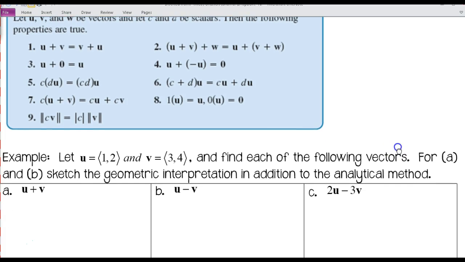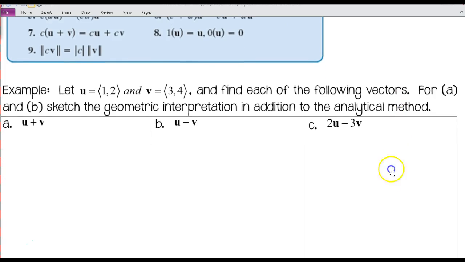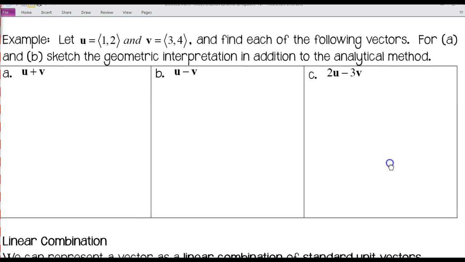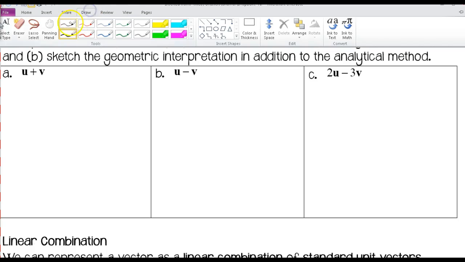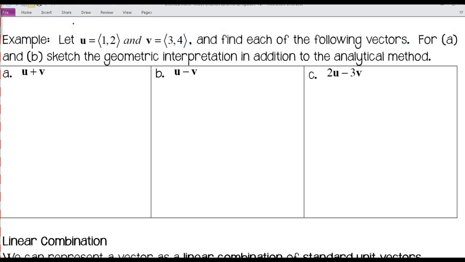So let's practice with these properties. Let's work on these examples. If at any time you want to pause the video and work through these and see how you do, I encourage you to do that.